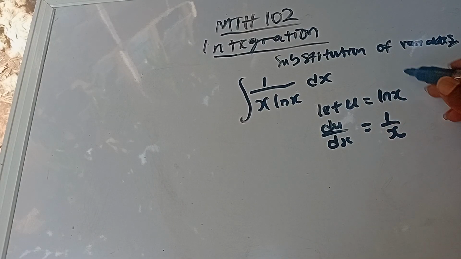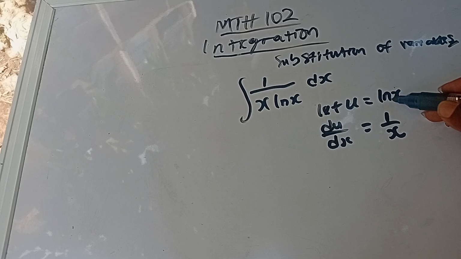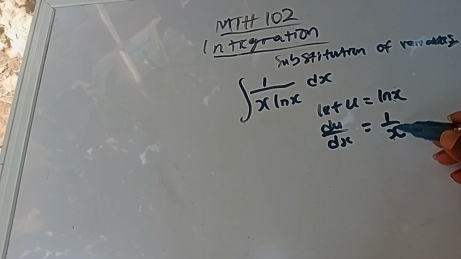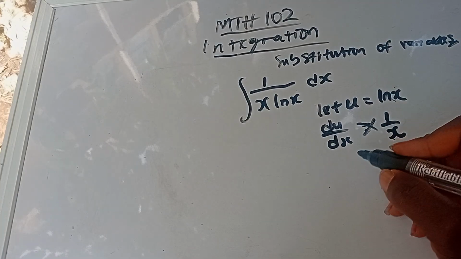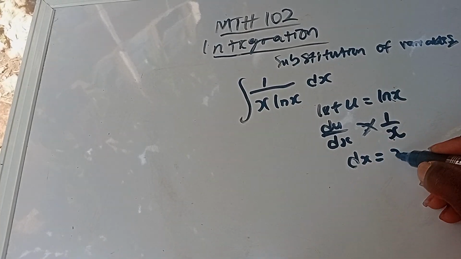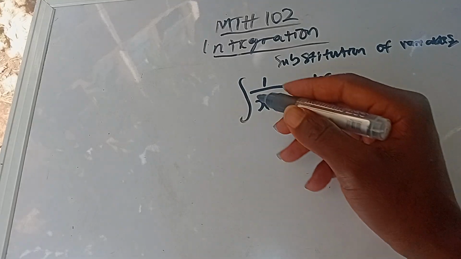Whenever you want to find the derivative of a ln function, just differentiate the inside. If you differentiate x, which is the inside, you get 1. Then divide it by that inside. That's the answer: derivative of the inside divided by the inside. That's the derivative of a ln function. So now let's make dx the subject of the formula. If you cross multiply, dx will give us what? x du, right?